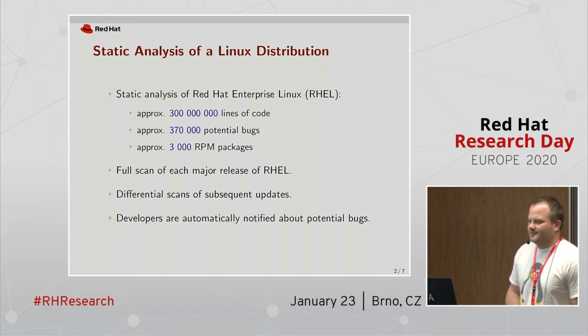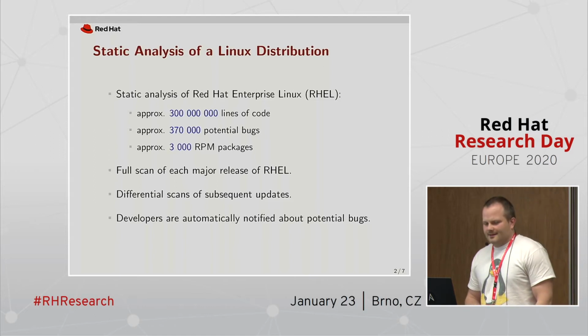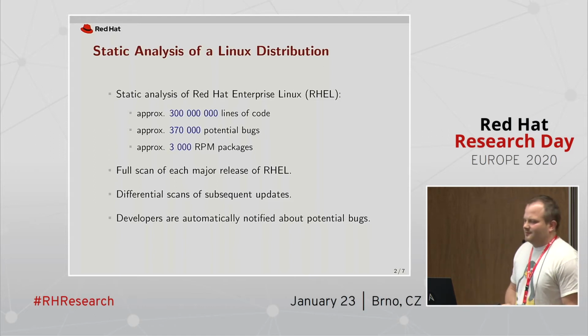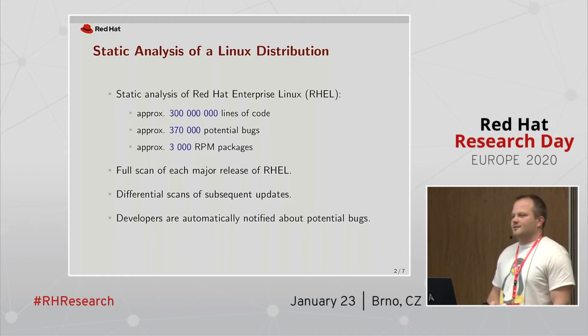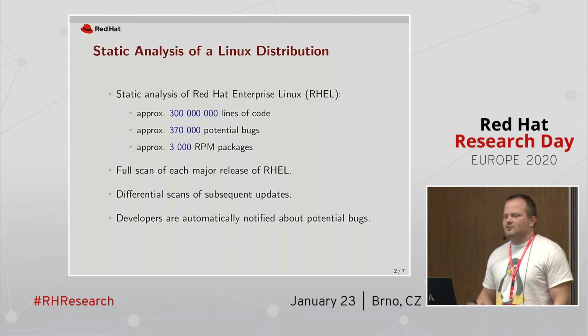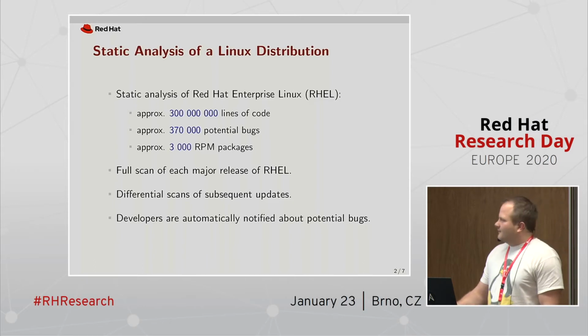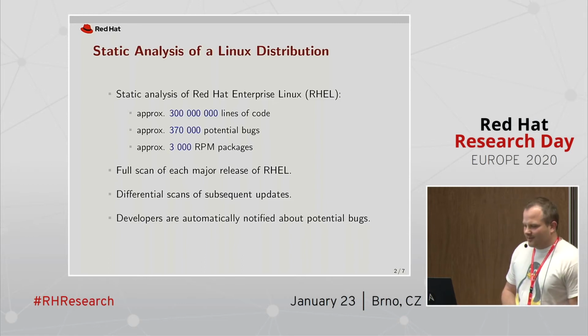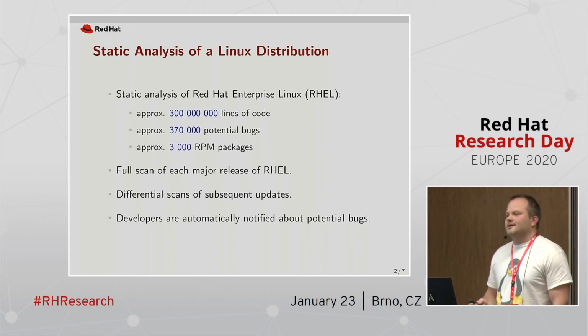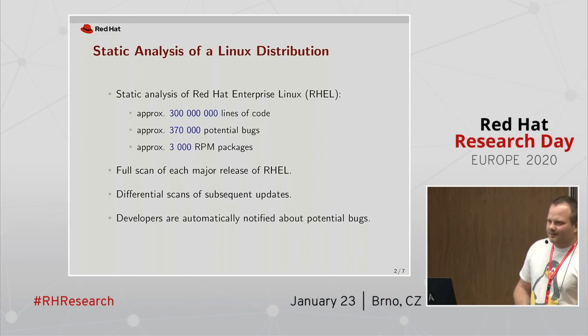As you can see, it is a big piece of software. Red Hat Enterprise Linux consists of approximately 300 million lines of code. And we have the tooling to statically analyze this amount of code fully automatically. The last time we analyzed the distribution, we got approximately 370,000 potential bugs reported. This means that we have approximately one potential bug in each 1,000 lines of code.